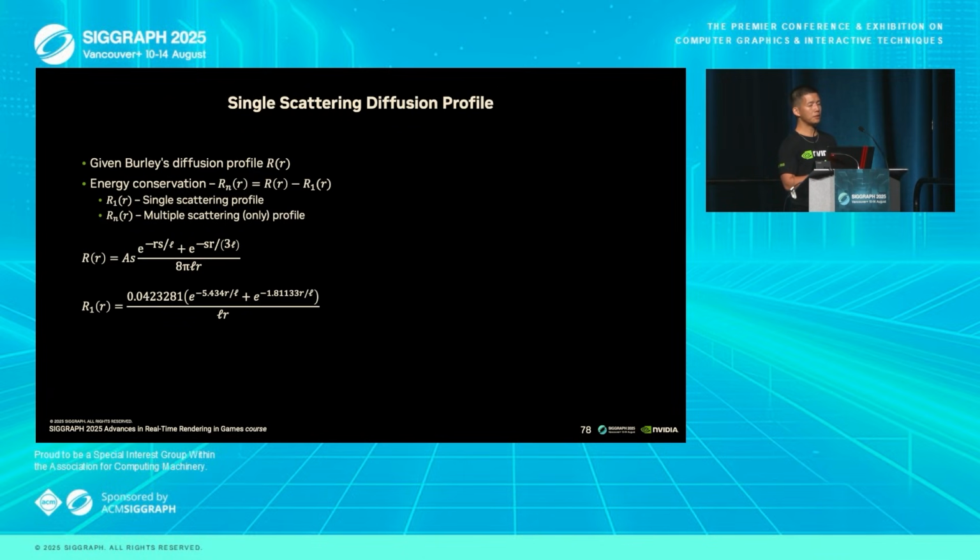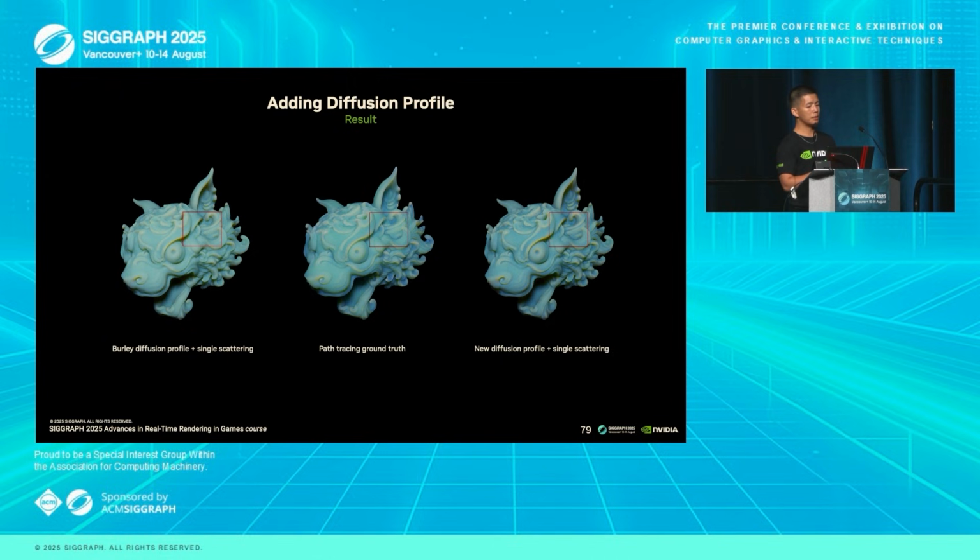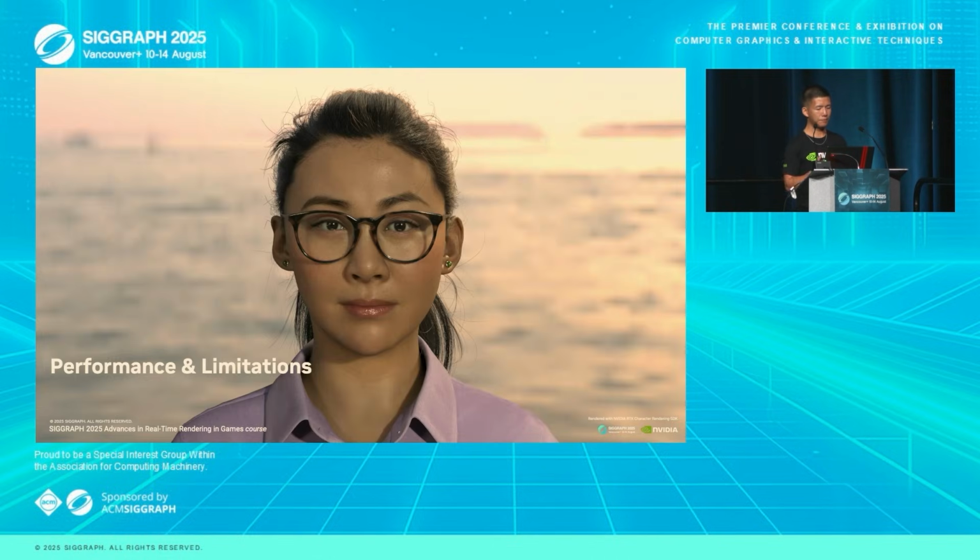Now, with our single scattering diffusion profile in hand, we subtract it from the original full profile to get our multiple scattering profile. The results with this new diffusion profile show much better ground truth matching. And that concludes our algorithm description. Now let's talk about the performance.